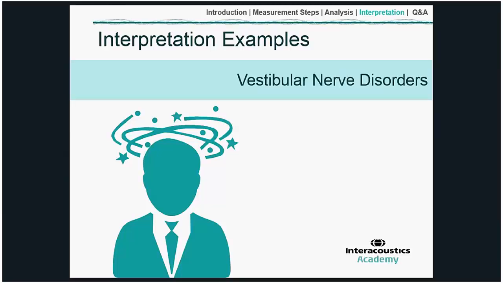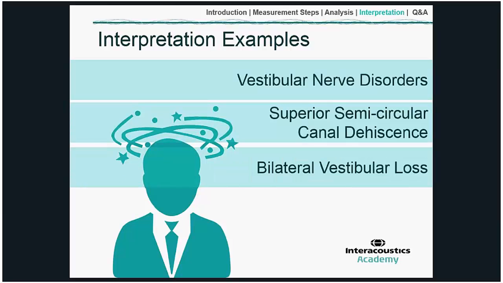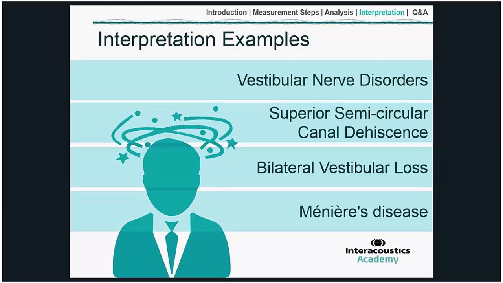But the main way that we can use our VEMPs to actually help us is really looking at vestibular nerve disorders. We can use them in looking at superior semicircular canal dehiscence. We can look at them in patients with bilateral vestibular loss. And there's also newer applications looking at Meniere's disease. Of course, there are other applications such as saccular dysfunction and pre- and post-operative cochlear implants to see if there's any damage again to the saccule, but we'll focus on these four.